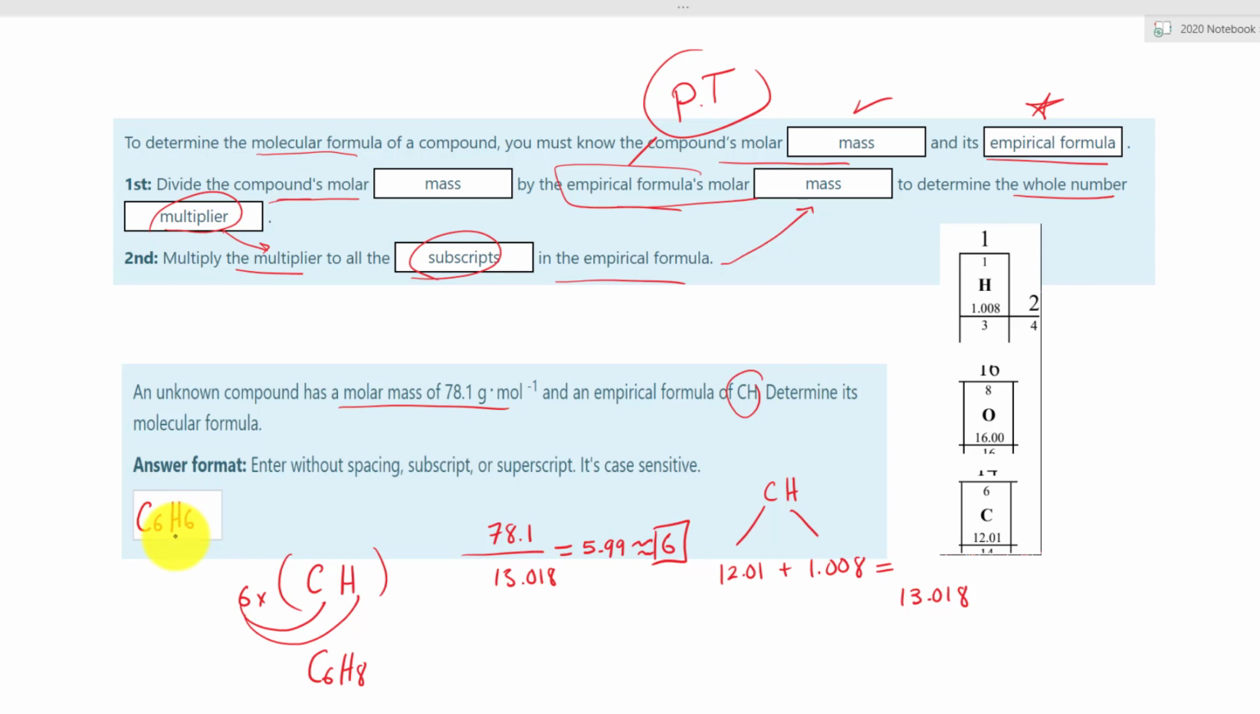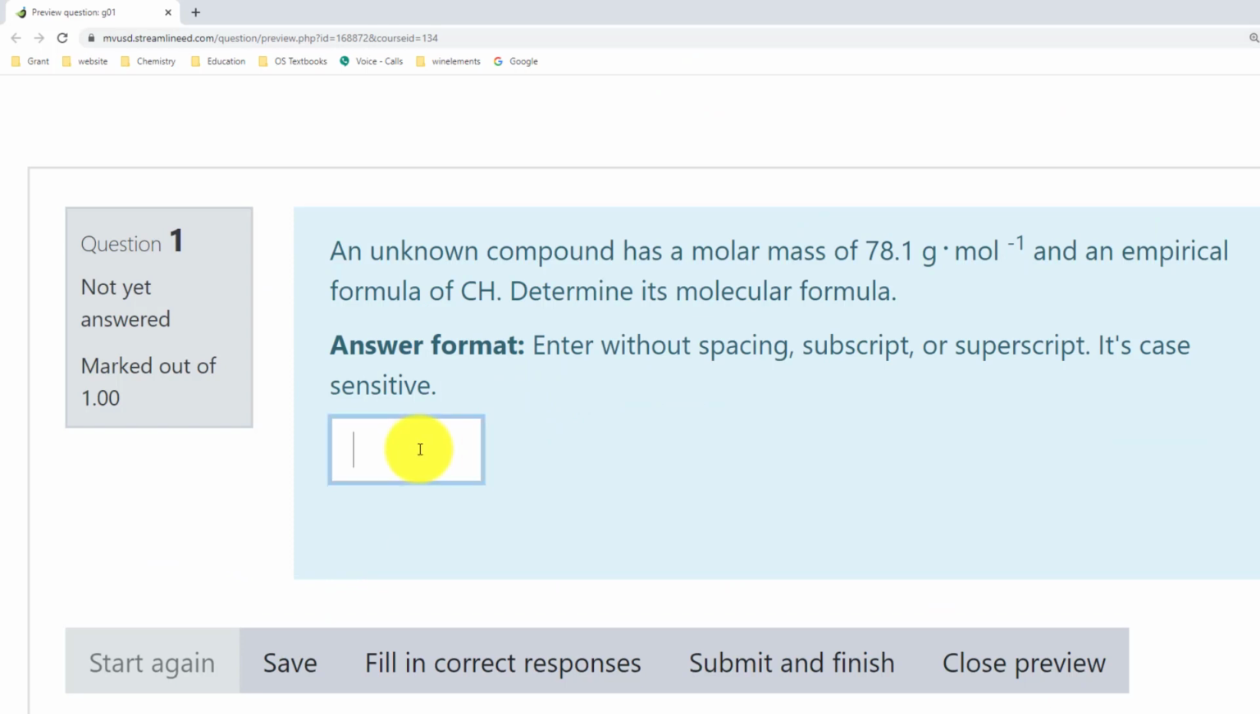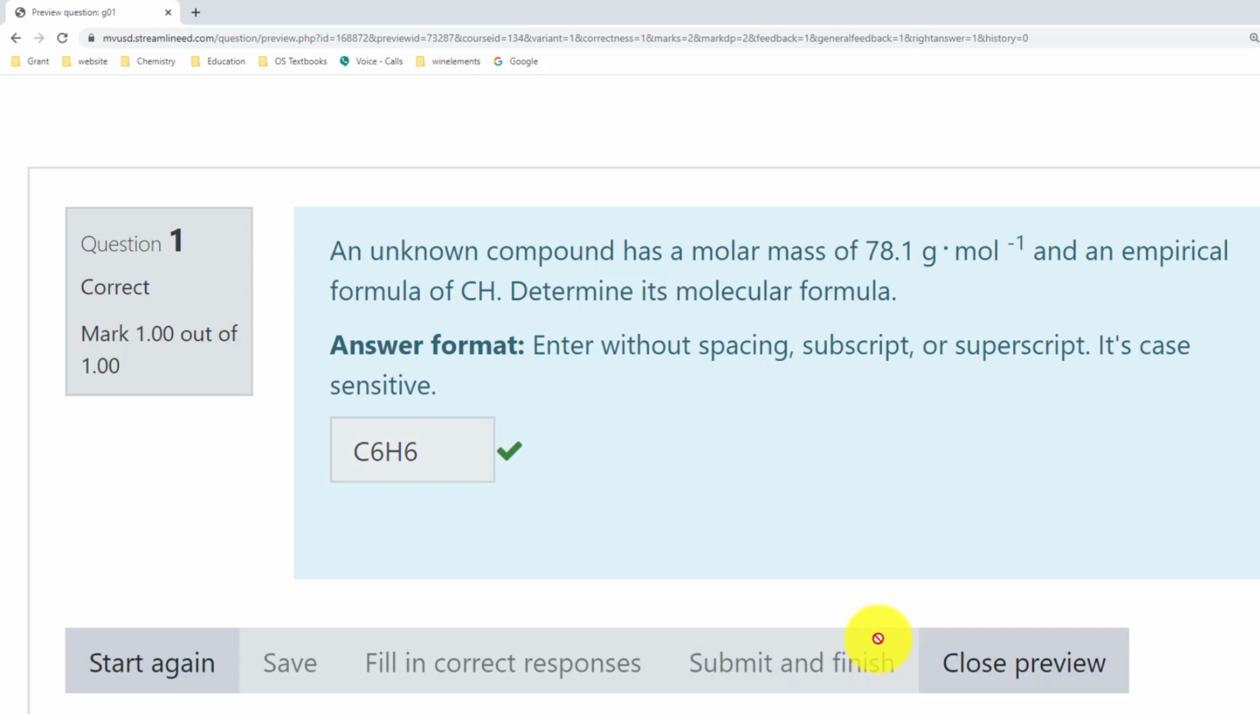So let's go check our answer. We are going to type in C6H6, case sensitive. There you go. And then we press submit and finish. And there you go. That's how easy it is to get our molecular formula if we are given the molar mass and empirical formula. Again, the hardest part is figuring out the empirical formula, because sometimes we are not given it, and there are so many different situations and different types of data that we can use to get our empirical formula.